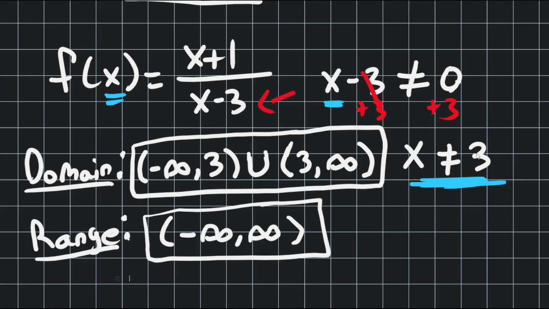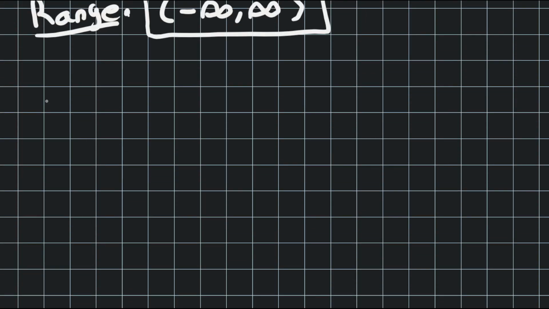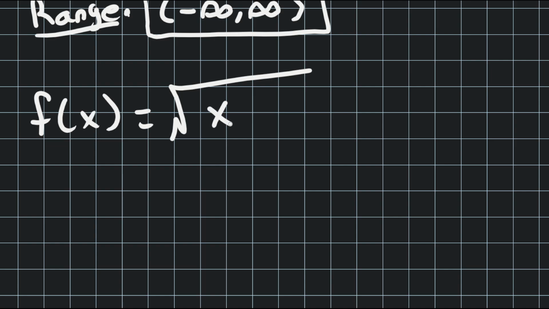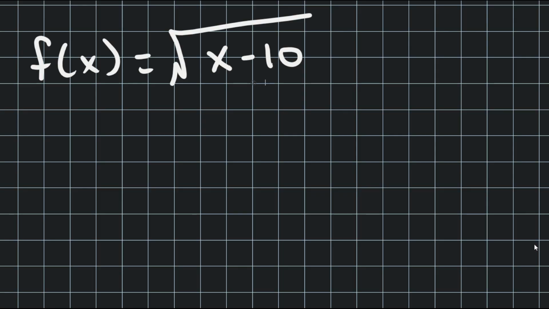Perfect. Negative infinity to positive infinity. Okay, so let's go to one more type of function. So f of x equals the square root of x minus 10. What are the domain and range of this function now?